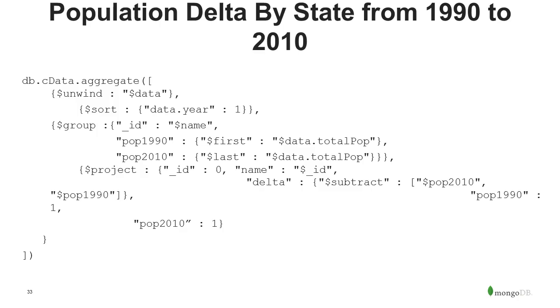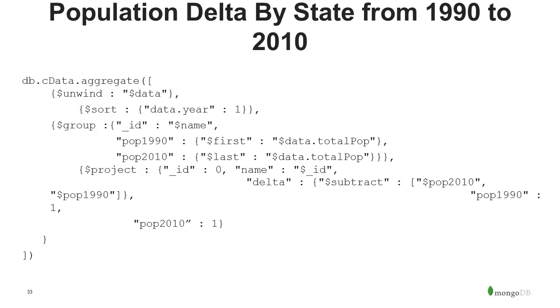As it groups over all the documents with the same name, the first document that hits the group, the total pop in the data key will go in there, and then the last one that hits that group will go in there. And now $project is a way to transform the documents. What I'm doing here is project, the value of project is kind of similar to group in that you give it a template of the documents that you want to come out of that.